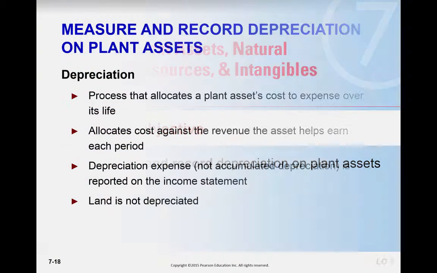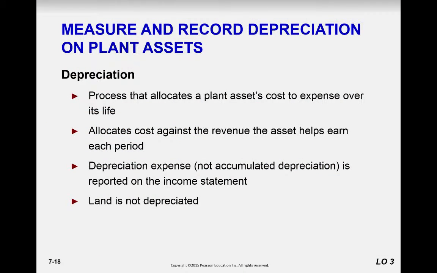So now we're going to move on to depreciation. What depreciation does is allocate cost to an expense over the life of the asset. So it's basically allocating the usage of the asset. And you allocate it against the revenue it helps earn each period. So that's why we're adhering to the matching principle.